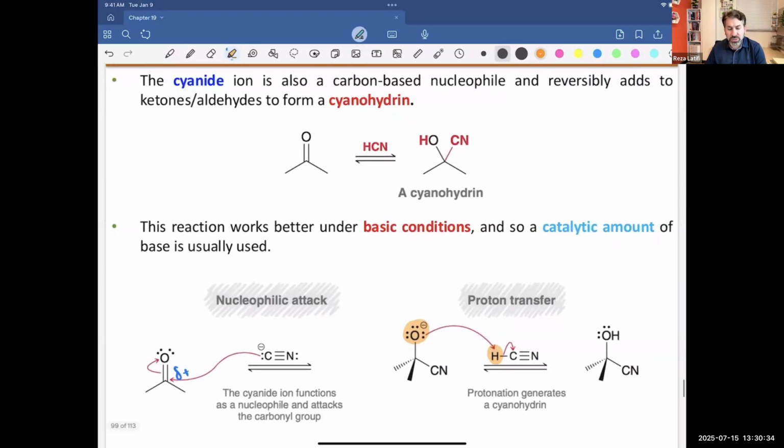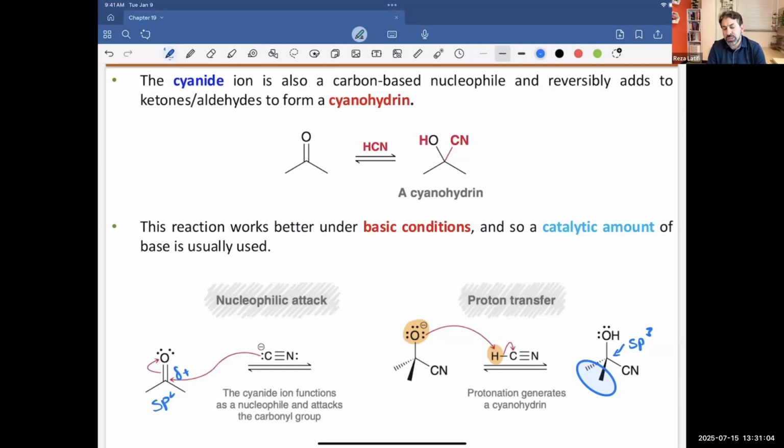Now, as you see, we started from a carbon with sp2 hybridization. Now we have a carbon with sp3 hybridization. That means we have a chance to get a chiral center. It depends what we start with. In this case, because we have 2 identical methyl substituents, the central carbon is not going to be a chiral center.